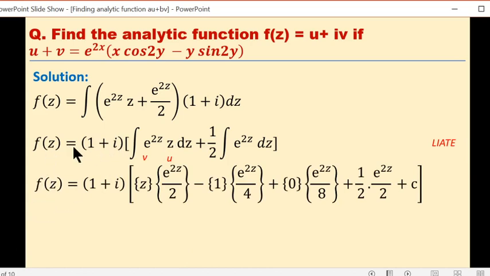So f of z equal to, this 1 plus i will remain as it is. Now in its integration, in the first term, u that is z will remain as it is, into integral of v, that is e raised to 2z, whose integral is e raised to 2z upon 2, minus the derivative of the first, that is derivative of z is 1, into the integral of the second, the integral of e raised to 2z is e raised to 2z upon 2, so this upon 2 multiplies with the 2 and we get e raised to 2z upon 4. For the next term the sign changes, so this minus becomes plus here.